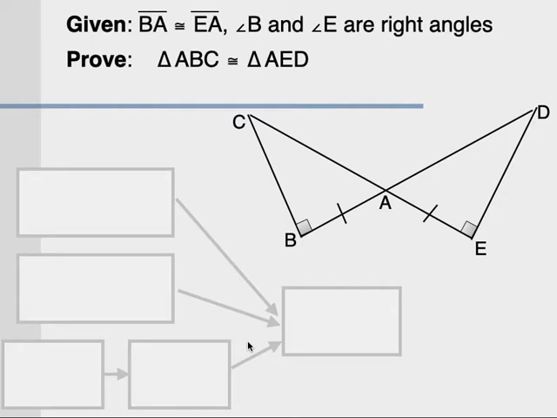Now, when you read the given, it's telling us that segment BA or side BA is congruent to segment EA, so you can add that to the diagram if it's not already there. Sometimes the given is on the diagram, sometimes you have to add it yourself. The given also tells us that angle B and E are right angles.